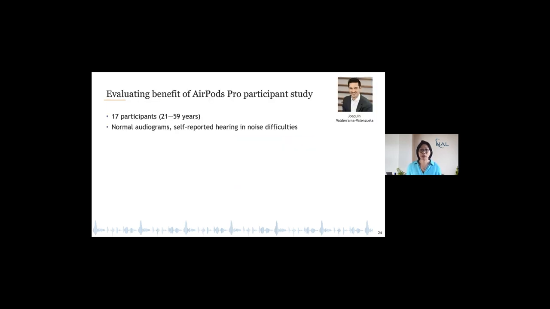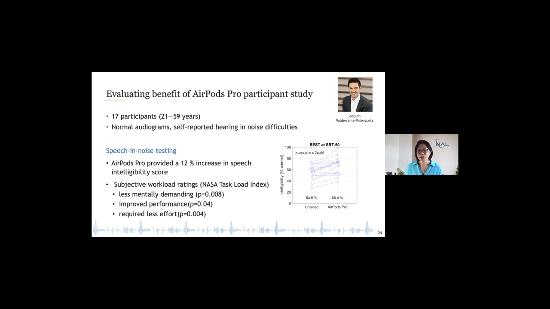All right, so just quickly referencing a study that was run by Joaquin Valderrama Valenzuela, where we were evaluating the benefits of AirPods Pro with normal hearing participants that had self-reported hearing and noise difficulties. On one of the results from that study, the speech and noise testing that was done with the same arrangement that we just showed, arrangement two with the noise diffuse around the listener, the AirPods Pro provided a 12% increase in speech intelligibility compared to the unaided condition. And on subjective ratings, they said with the AirPods Pro, it was less mentally demanding, it improved performance and required less effort.